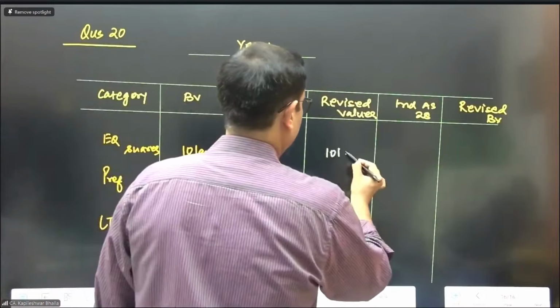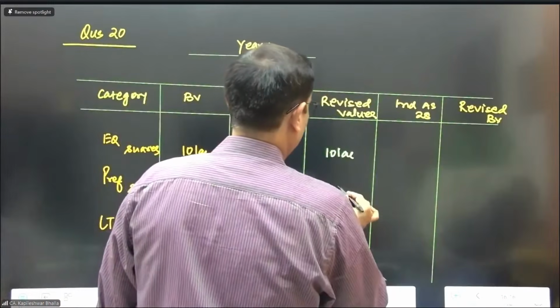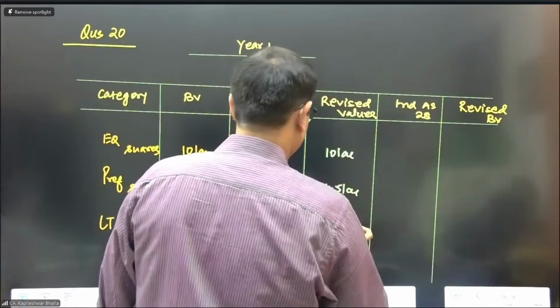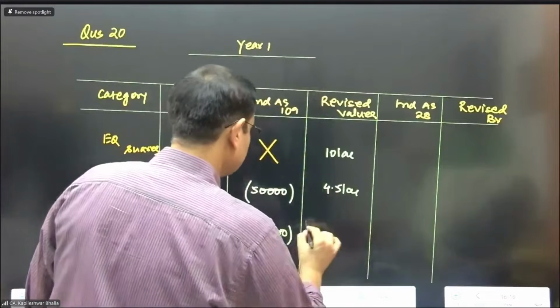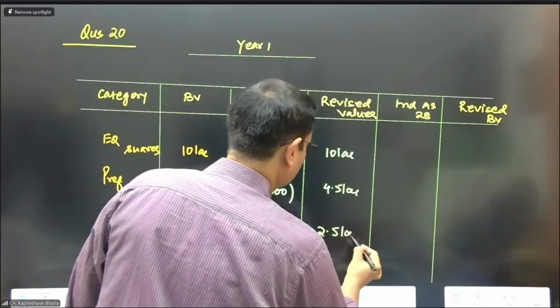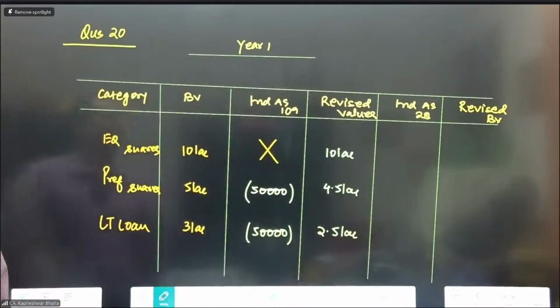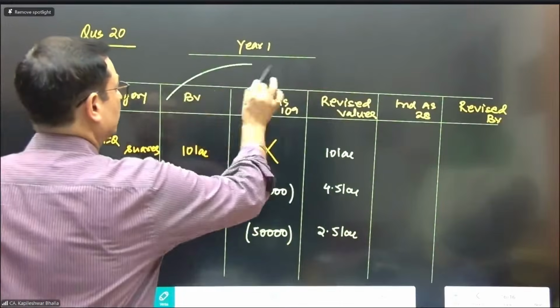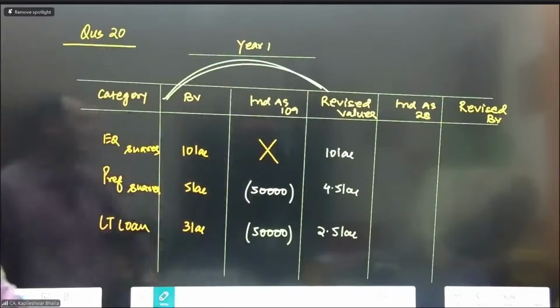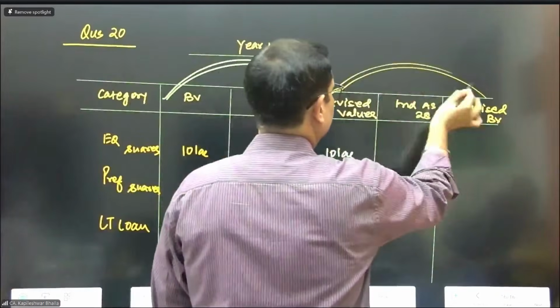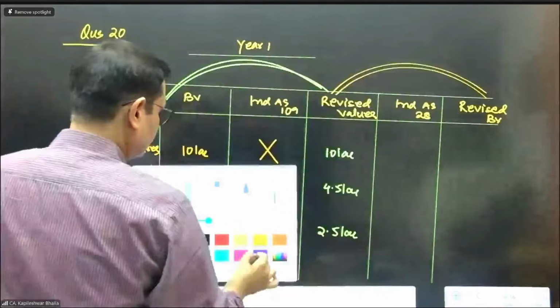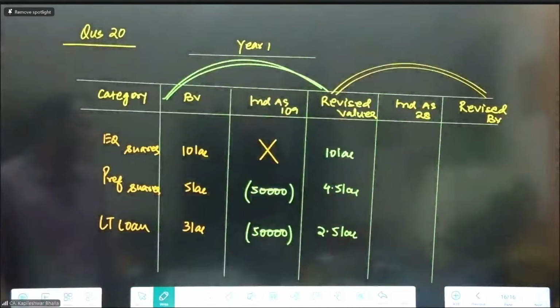So this becomes 10 lakh, this becomes 4.5, and this becomes 2.5. So this is the information which stands organized after the application of 109. So this is the application of 109. Now we need to see the application of Index 28 as well. So let's now begin with Index 28.